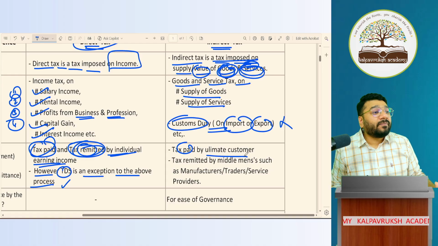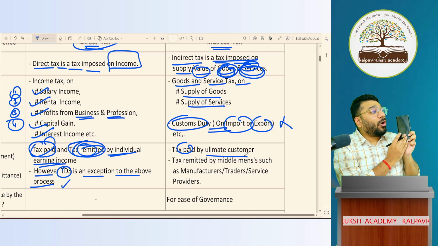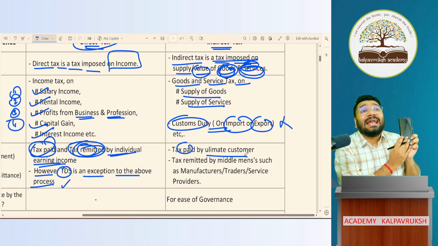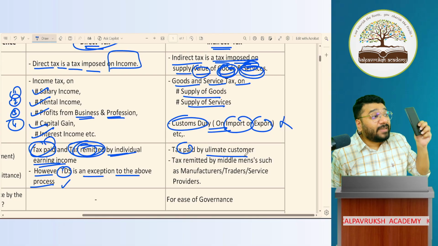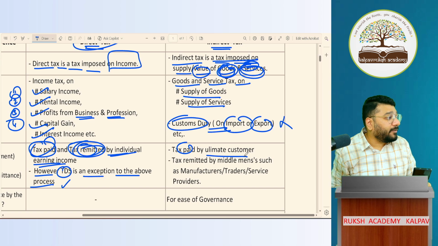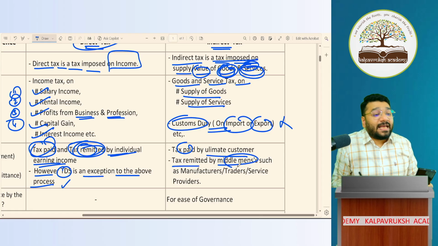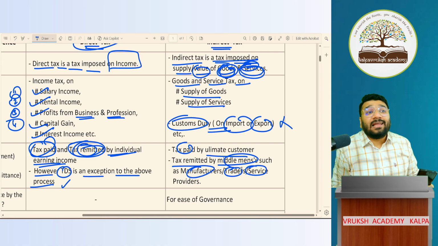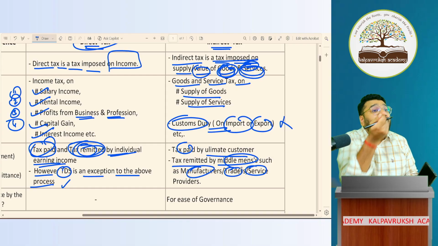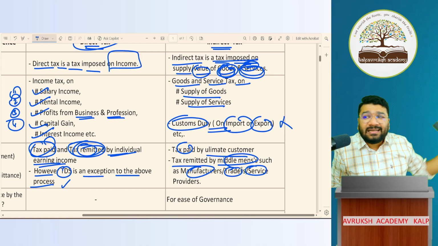Who is the ultimate customer? The person who is finally consuming the product. When I buy a phone, I'm called the consumer. I'm the ultimate consumer. I'm called the end customer. The person who's buying the product, from his pocket the tax will be paid. So tax is paid by the end customer, whereas tax is remitted by middlemen such as manufacturer, trader, service provider, wholesaler, retailer. These are the persons given the responsibility. Government gave the responsibility for handing over the money to middlemen. Why? The logic I'll discuss now. Okay, not okay? Till this point is it clear or not clear?